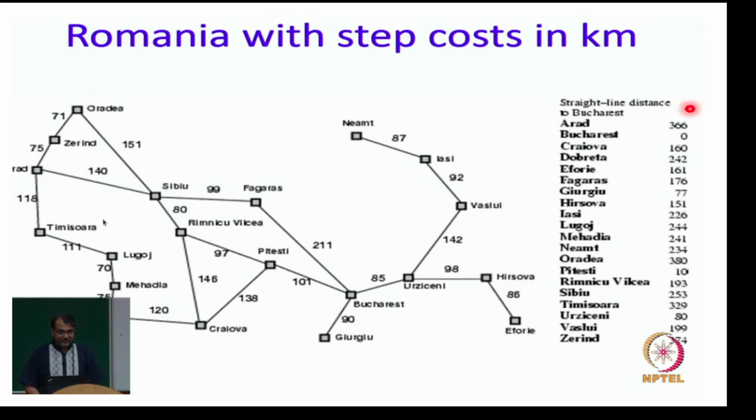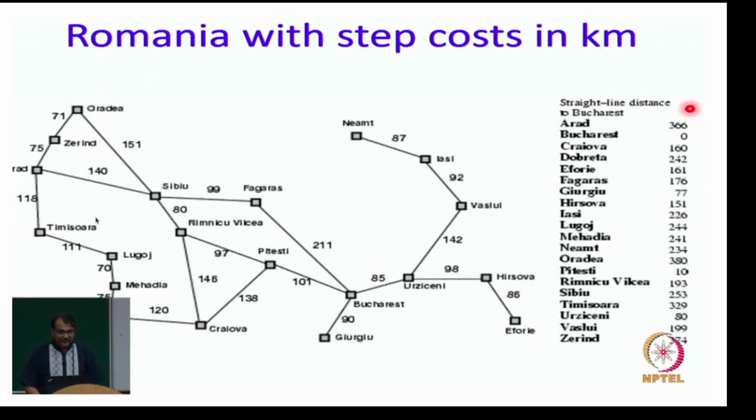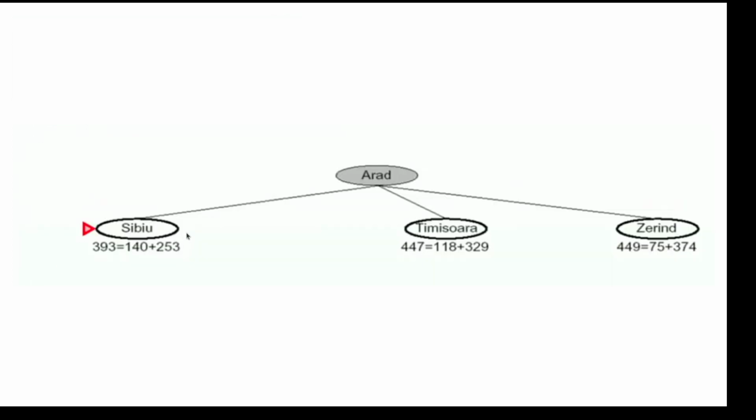Which one should I expand? I don't know. Let's see. For Cebu, let me see what is the evaluation function. Evaluation function for Cebu, if you can see here, it is 253. So from Arad to Cebu it's 140, and for Cebu to goal it's 253. So the sum would be 140 plus 253, which is equivalent to 393.